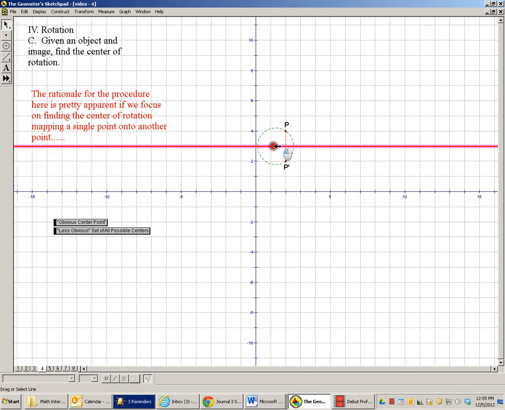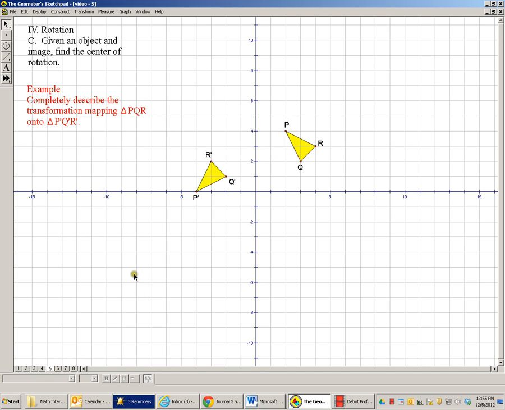point and the image point. Okay, so that's kind of the key idea to know there. All right. So, how do we find the center of rotation? If I map this onto this, how do I find the center of rotation?